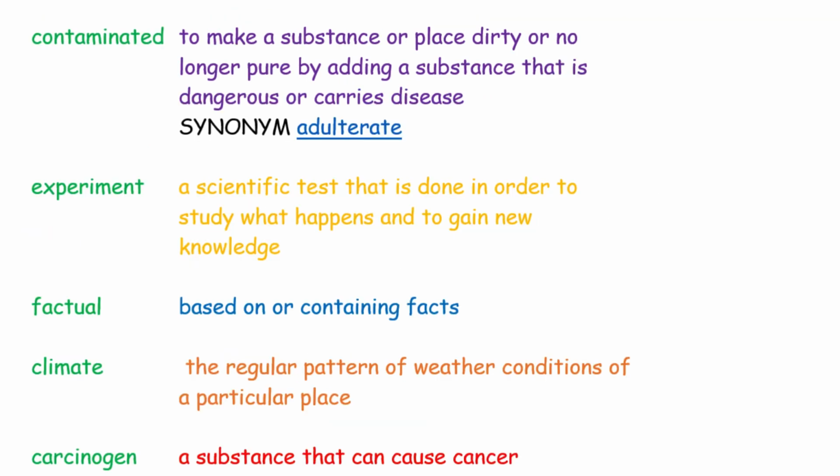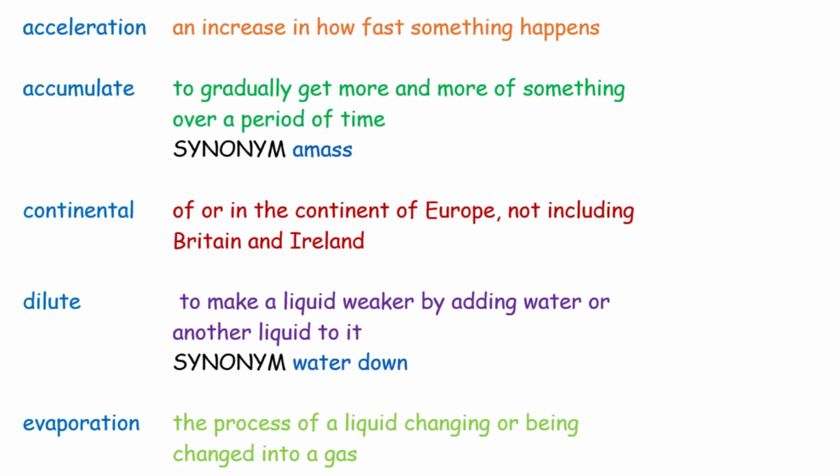Contaminate. To make a substance or place dirty, or no longer pure, by adding a substance that is dangerous or carries disease. Synonym: adulterate. Experiment. A scientific test that is done in order to study what happens and to gain new knowledge. Factual. Based on or containing facts. Climate. The regular pattern of weather conditions of a particular place. Carcinogen. A substance that can cause cancer. Acceleration. An increase in how fast something happens.